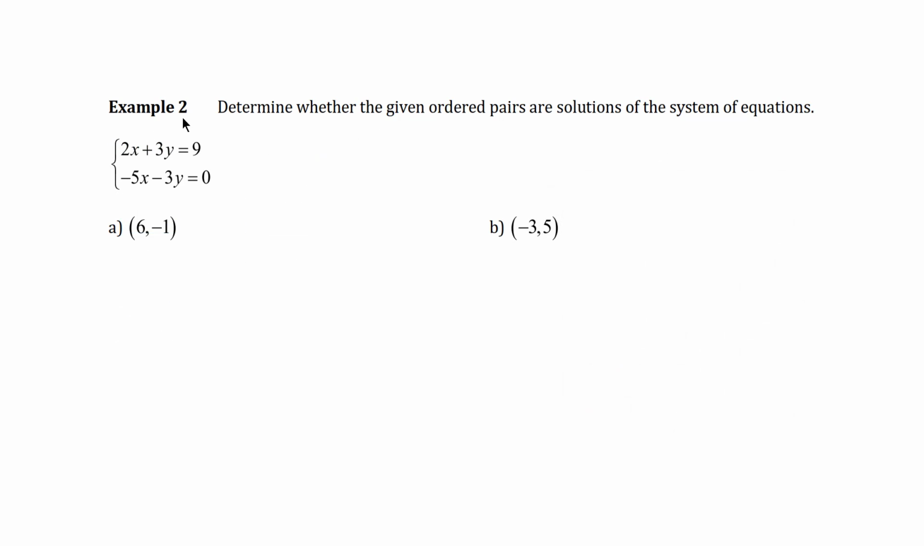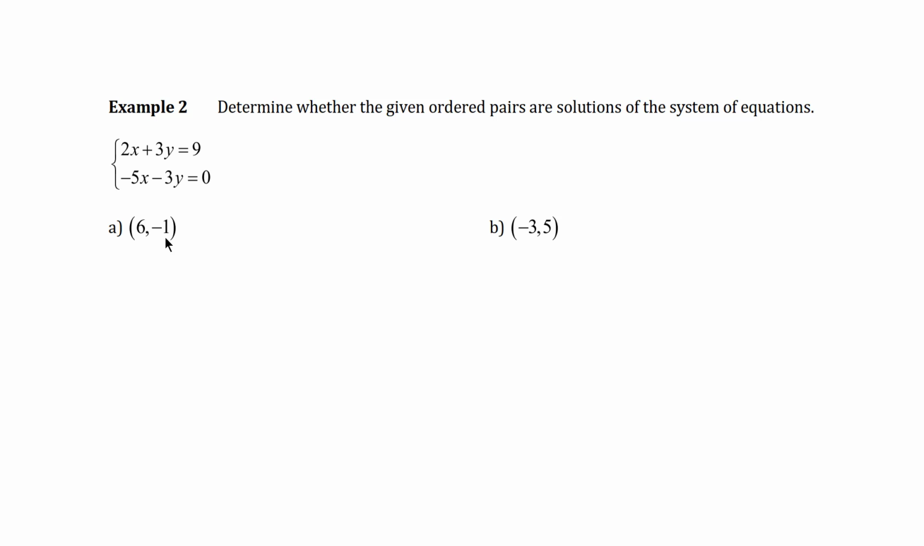For example number 2, determine whether the given ordered pairs are solutions of the system of equations. We're given the system 2x plus 3y equals 9 and negative 5x minus 3y equals 0. For part A, we need to determine if the ordered pair 6, negative 1 is a solution to the system.